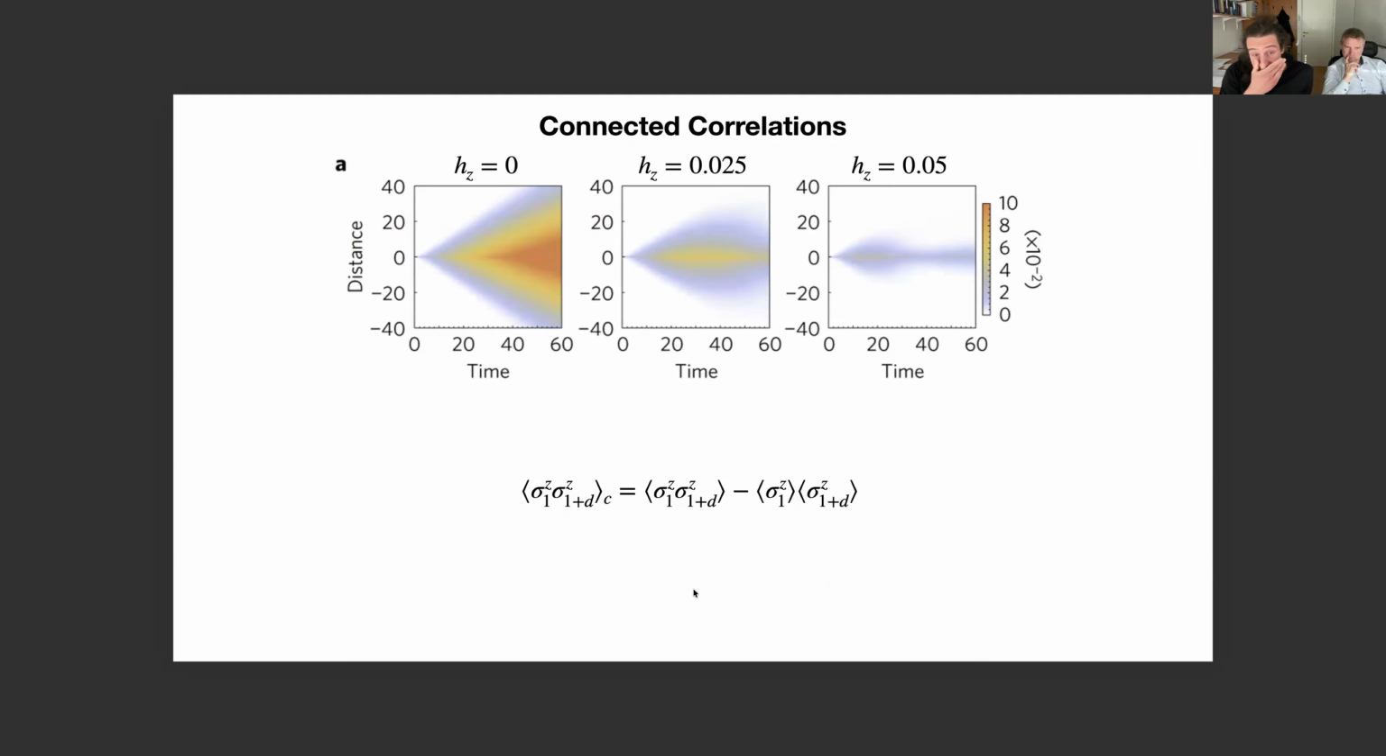Now, another very sharp effect can be seen from the propagation of the correlators, actually the connected correlators. Essentially, while you have this light cone propagation when the longitudinal field is switched off, the propagation begins to be suppressed, and you start to see this oscillation when you turn on the longitudinal field.